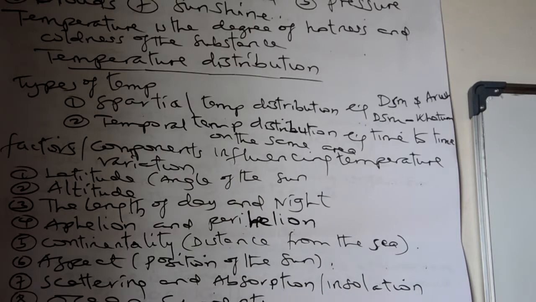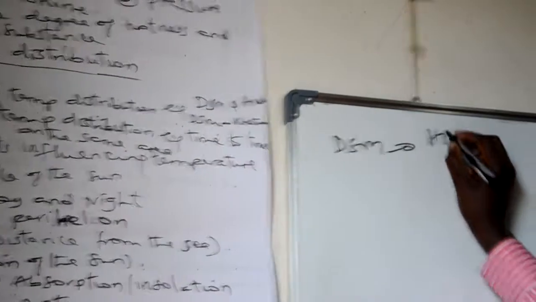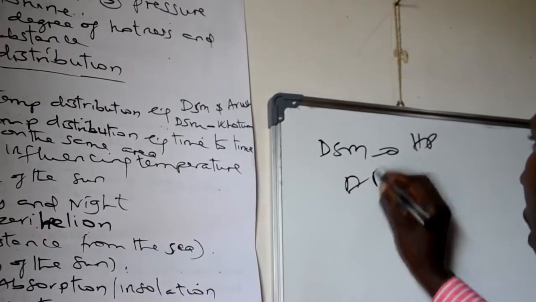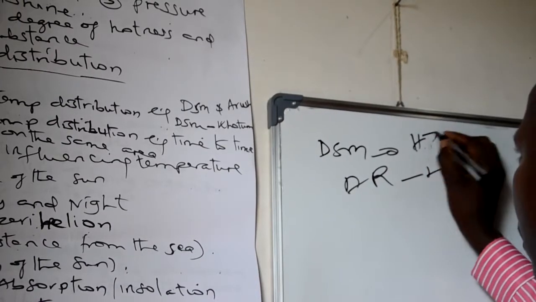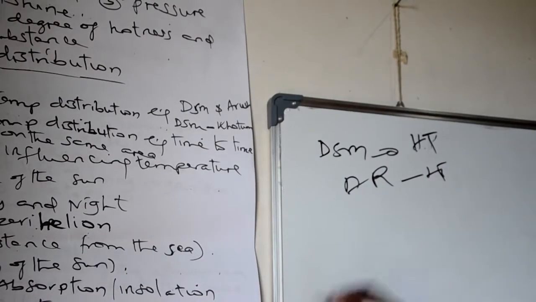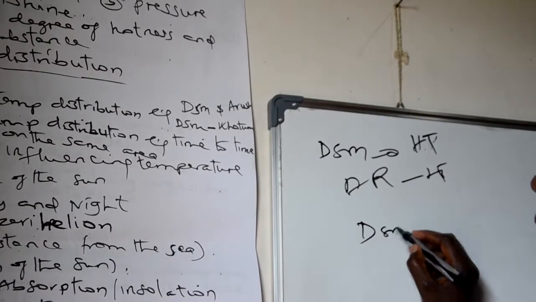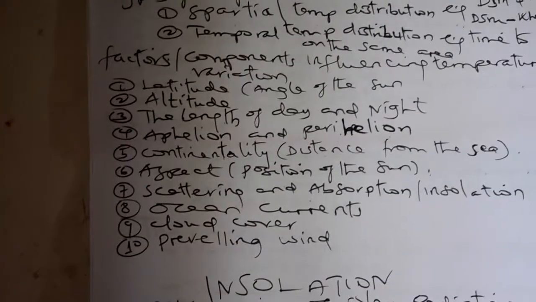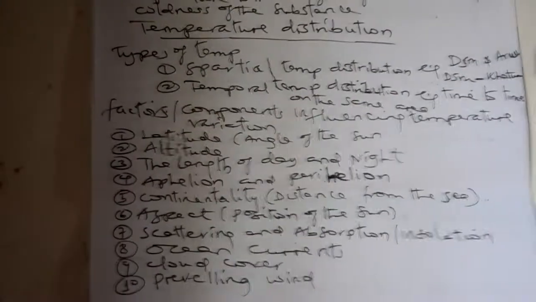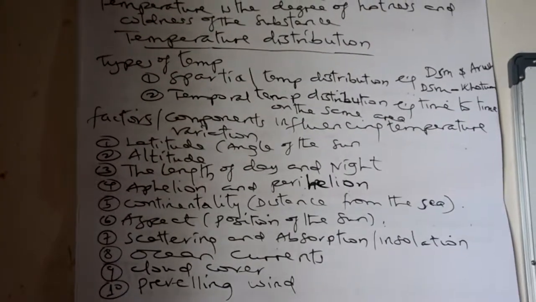What is the meaning of spatial temperature distribution? This is the spreading of temperature according to different regions or places. For instance, the temperature of Dar es Salaam is usually higher than the temperature of Arusha most of the time. Or the temperature of Dar es Salaam is slightly different from the temperature of Khartoum in Sudan, because Khartoum is usually hotter than Dar es Salaam. This is due to the difference in places or regions.